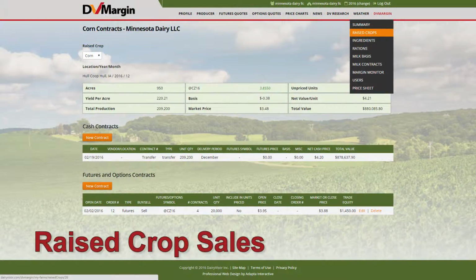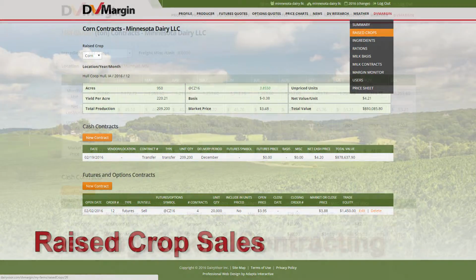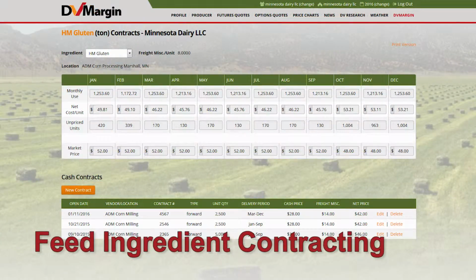The Raised Crop Sales Contracting section positions equity and existing contracts for physical delivery of raised crops. Monitor the value of raised crops throughout the production cycle as it's being stored while you wait for better market opportunities. Dairy cattle eat feed. The ingredient contracting section allows managers to monitor feed costs and contract positions, as well as the percent contracted for each ingredient for each monthly period.